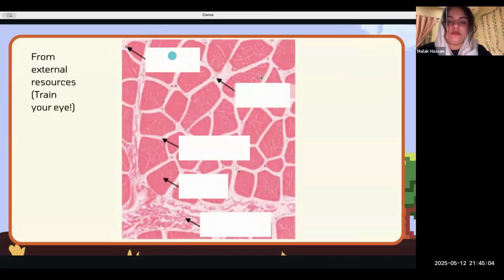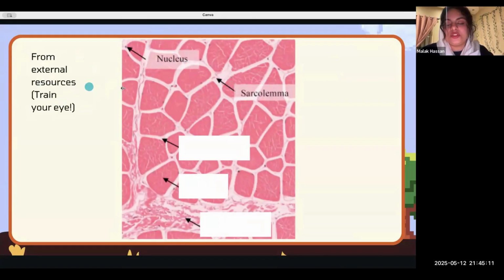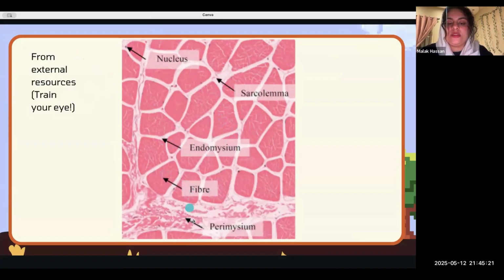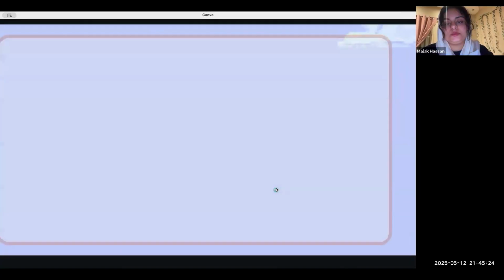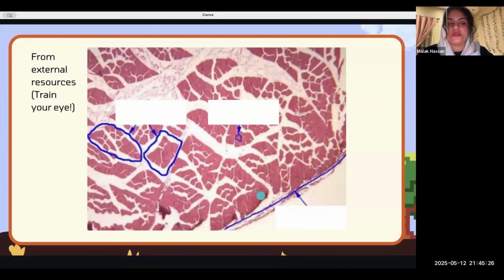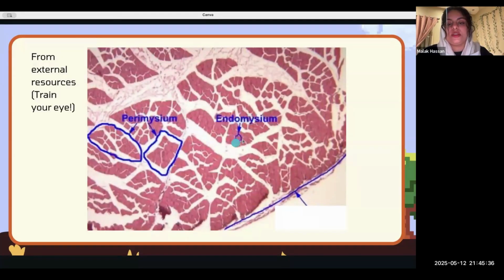What's this? This is a nucleus. And what about this? This is from external resources just to train your eye. This is the sarcolemma. This is the endomysium. This is the fiber. And this is the perimysium. This is also from external resources just to train your eye. So what is this? This is the perimysium. What about this? This is the endomysium. And this is the epimysium.